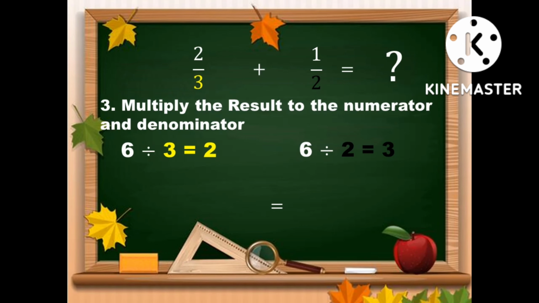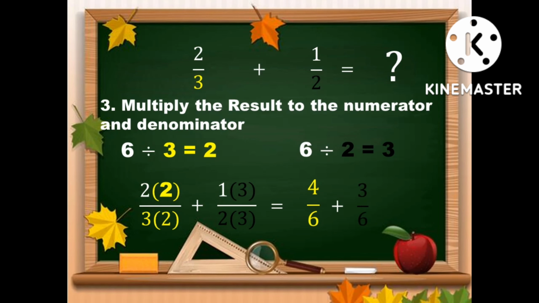In the first fraction we have 2/3. This 2/3 is from here, and the 2 is because of this one. Then plus, because the operation is addition. Second, we have 1/2 because of this one, and the 3 is because of this. So we will multiply: 2 times 2 is equal to 4, plus 1 times 3 is equal to 3.